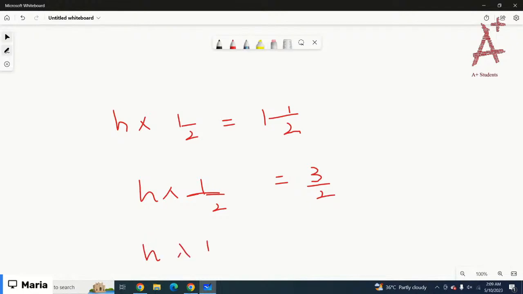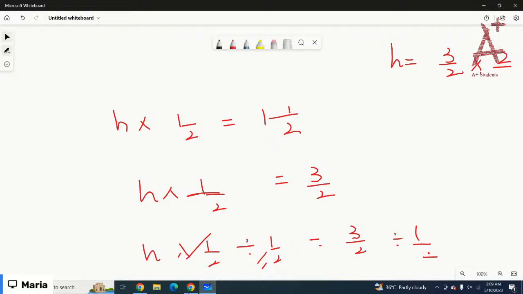It would be h times 1 over 2 divided by 1 over 2, and that equals 3 over 2 divided by 1 over 2. So multiplication and division are opposite to each other, so they can cancel out each other. You are left with just one h here, so it would be h equals 3 over 2 divided by 1 over 2. You can convert this division sign to multiplication, and then you have to reciprocal the term that is after it. Reciprocal means you just need to interchange the numerator and denominator of the fraction. Got it? Now you can see 2 and 2 got cancelled out with each other, and you are left with just 3 over 1. That means h equals 3.